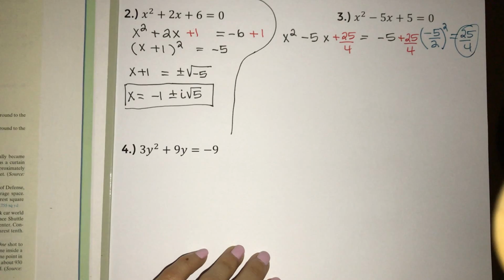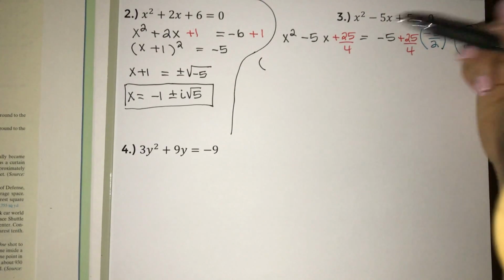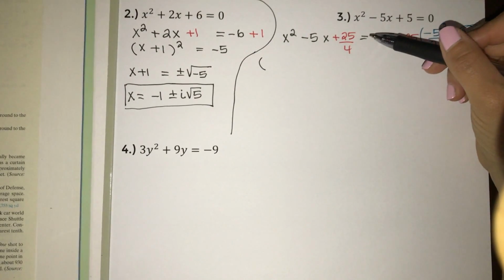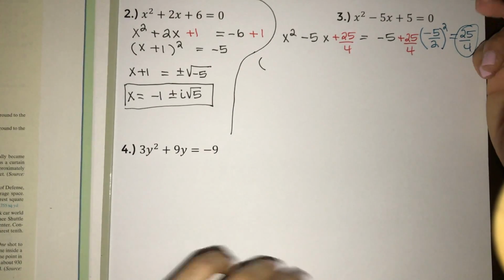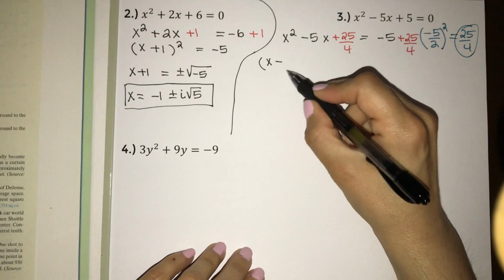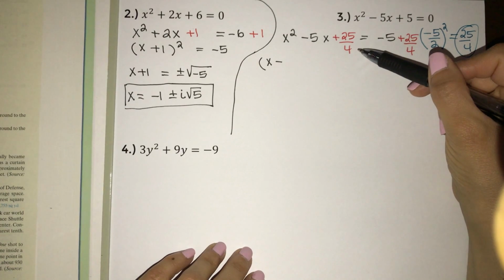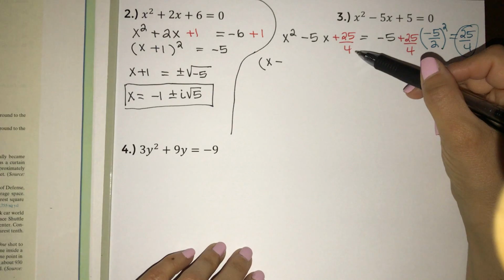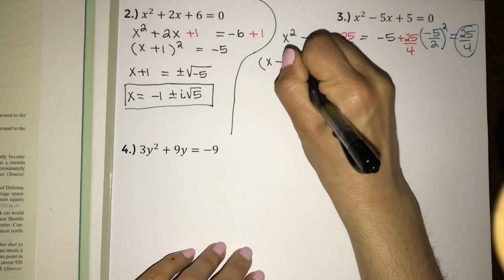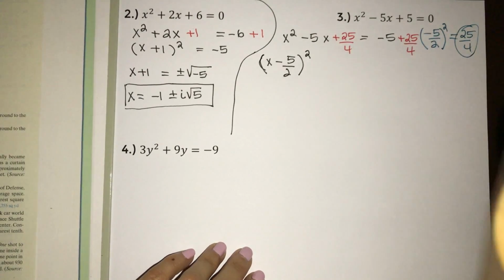Okay, we need to factor on the left. So how do we factor this? Because we have a fraction. I don't know if you noticed, but essentially we're going to get, in this case, x minus, and the number that goes here is the square root of what you have added. So square root of 25 over 4 is 5 over 2. And you always know that this will be a binomial squared.